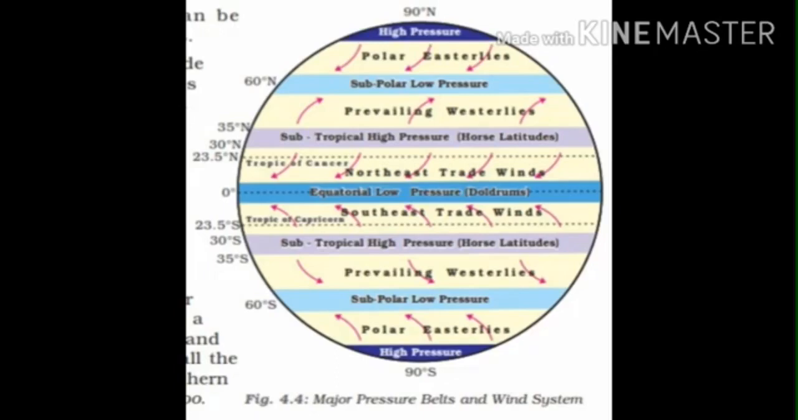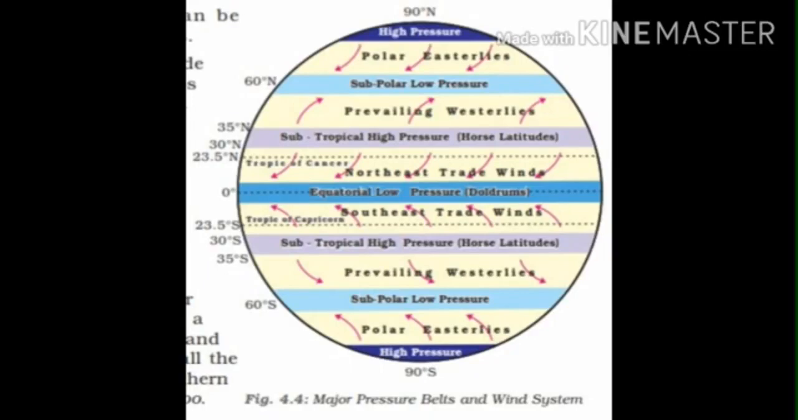Next, second one is seasonal winds. Seasonal winds means these winds change their directions in different seasons. What are the seasons you may know, children? Summer, winter, autumn, monsoon. Okay, the seasonal winds change their directions according to the different seasons. Next one is local winds.